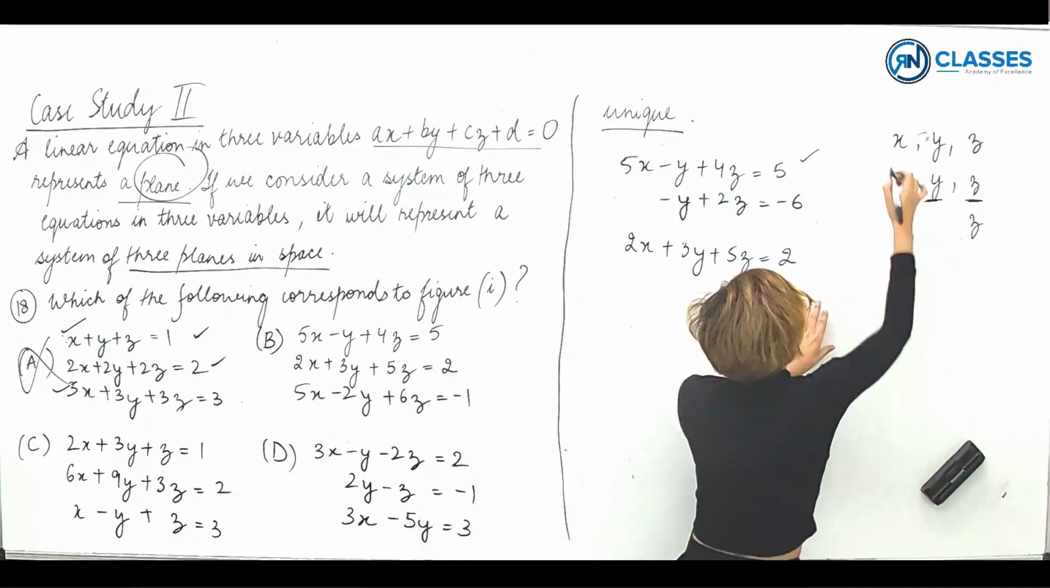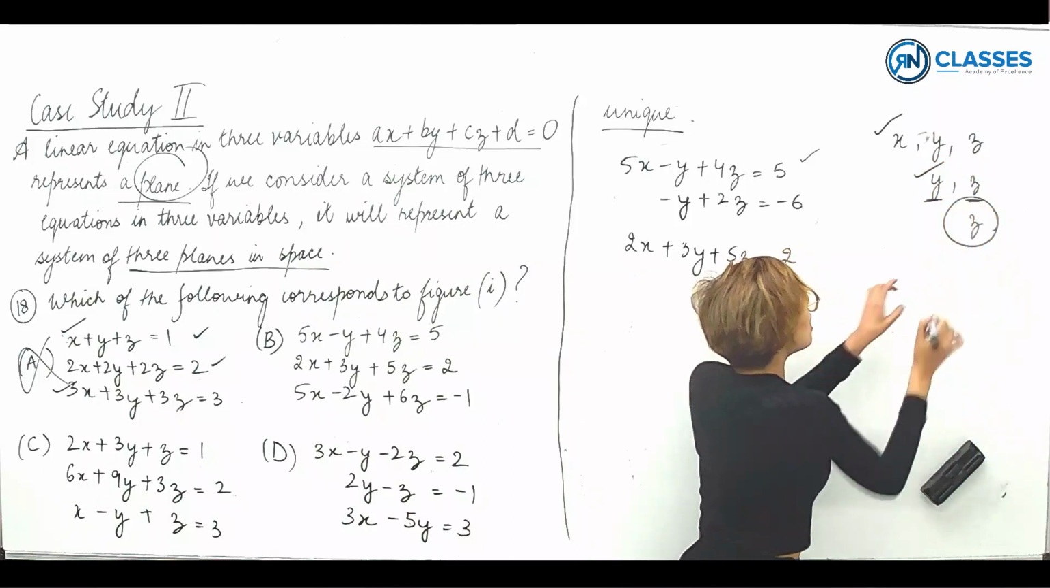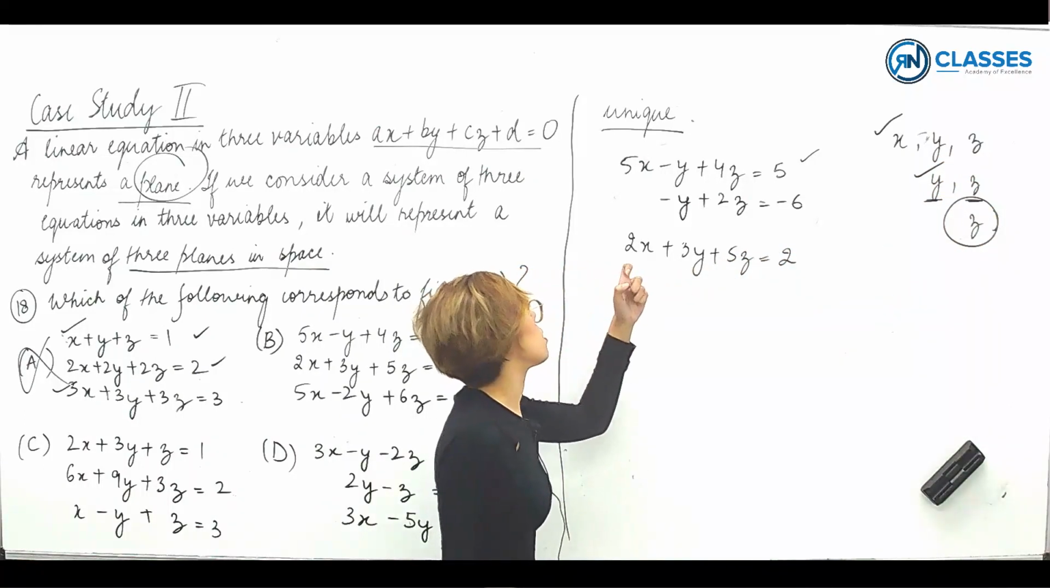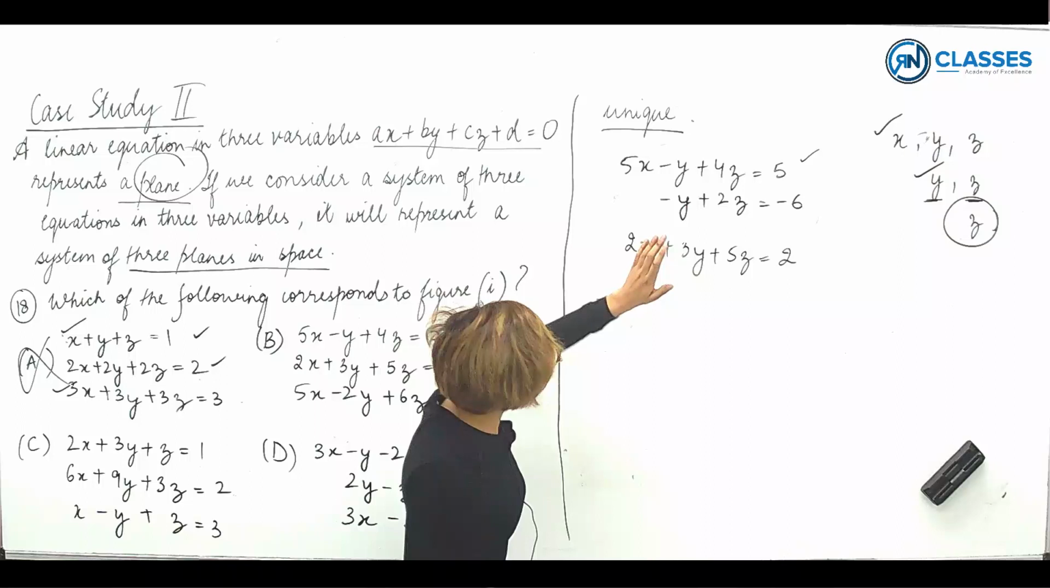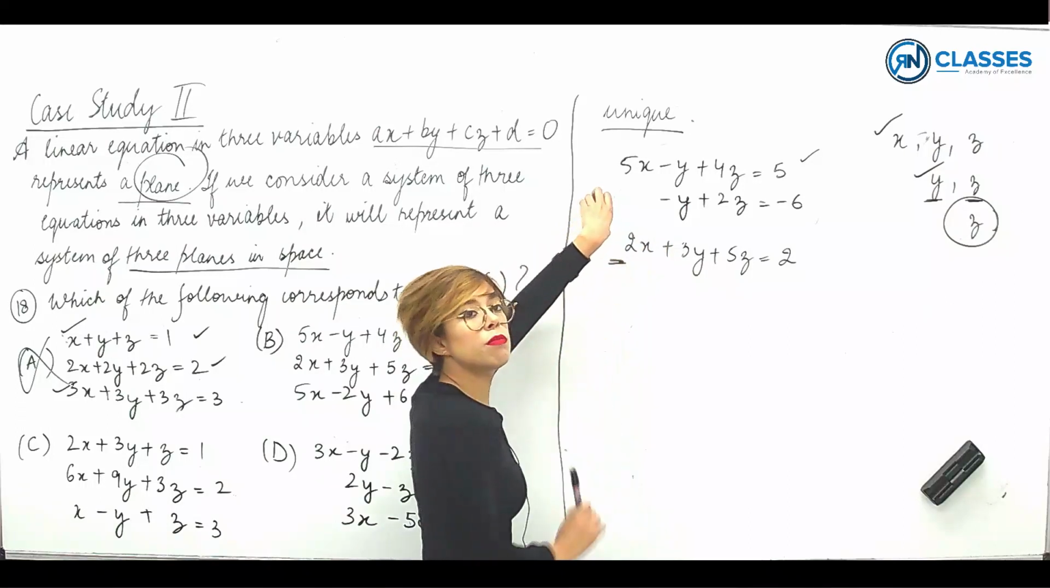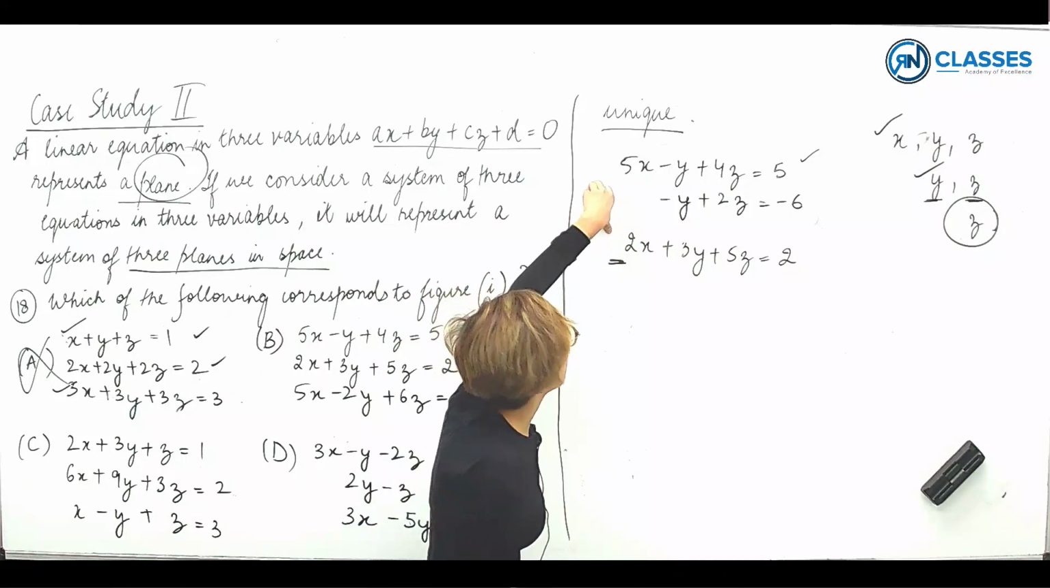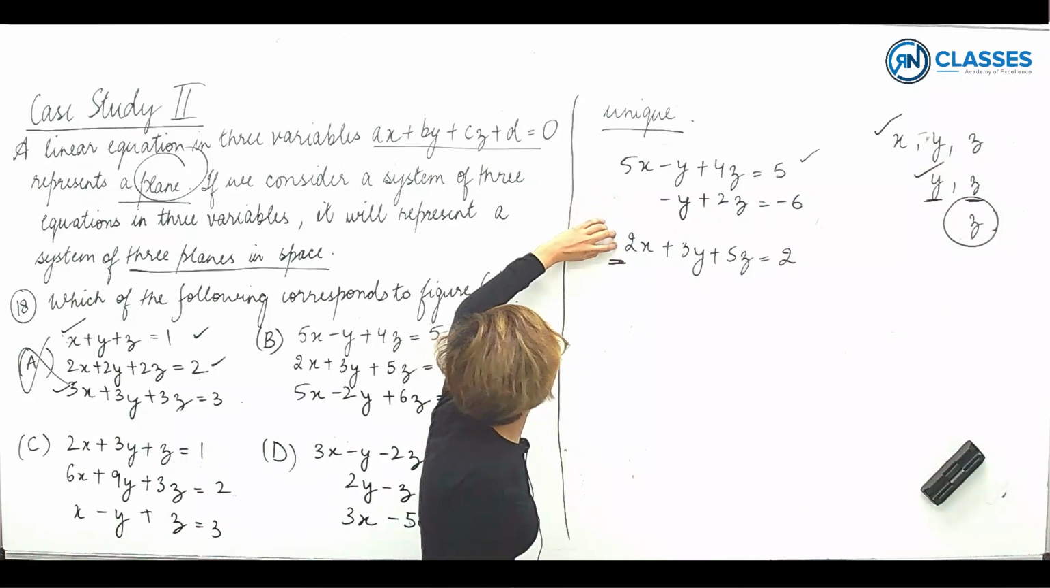Now, this is done, this is done. Now, the last thing I just need is z. But मेरे पास x भी है, मेरे पास y भी है. So first, let's try to eliminate what? Let's try to eliminate x. अब वो एलिमिनेट करना है, यहाँ पे 2 है, यहाँ पे 5 है.